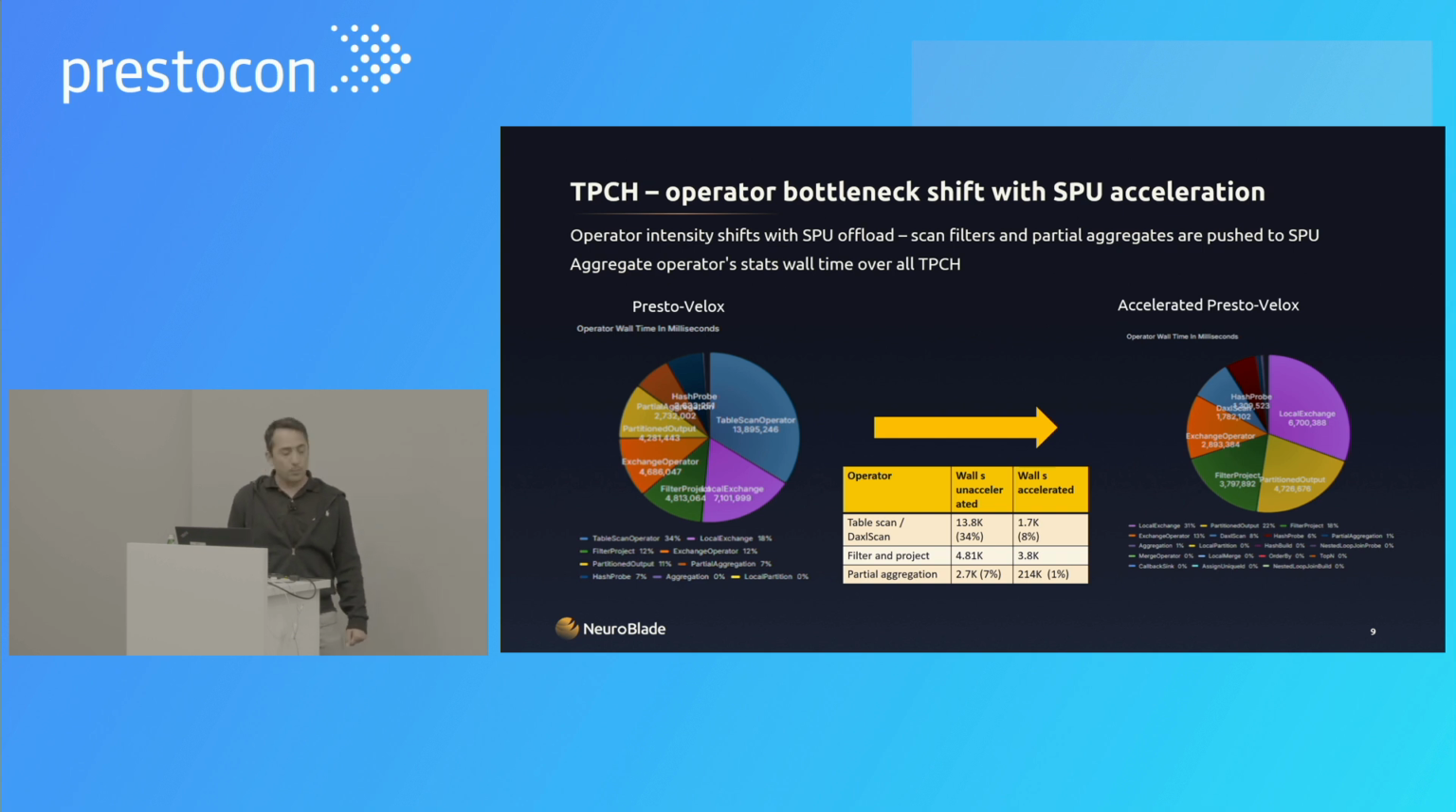Another interesting thing to point out is the exchange operators. We saw that the exchange operators' wall time dropped as well, from 4K seconds to about 2.8K seconds, which is super interesting because we're not offloading that. That was interesting for us, and I'll talk about it a bit more to understand how the SPU was able to help reduce those numbers as well.